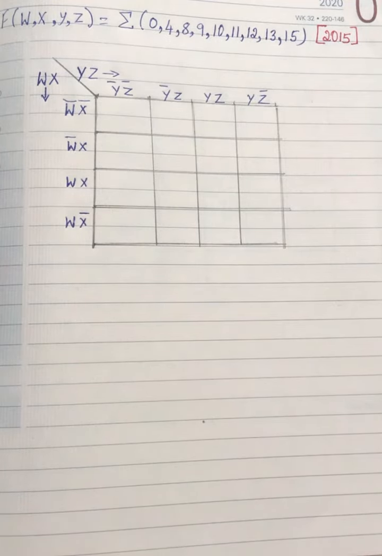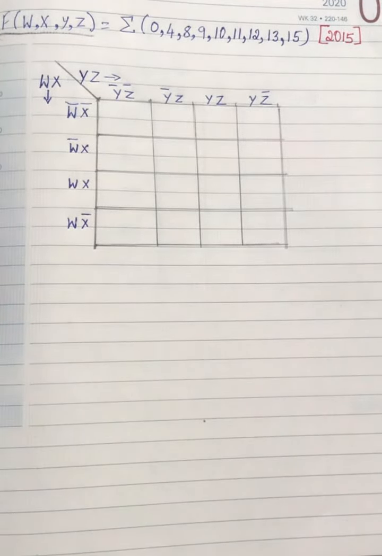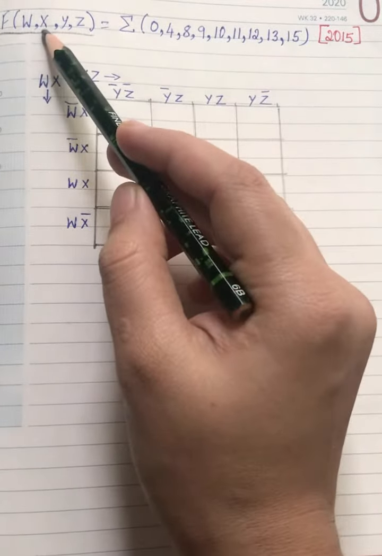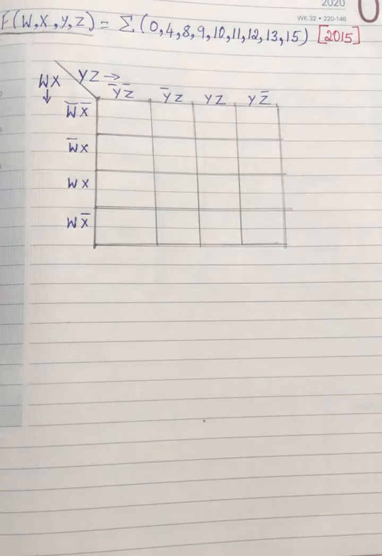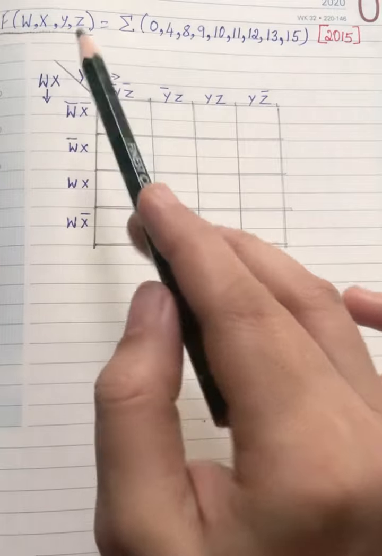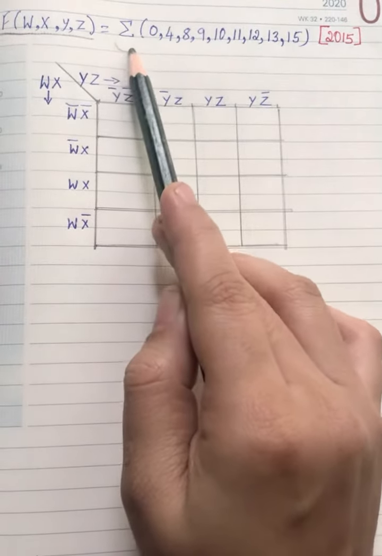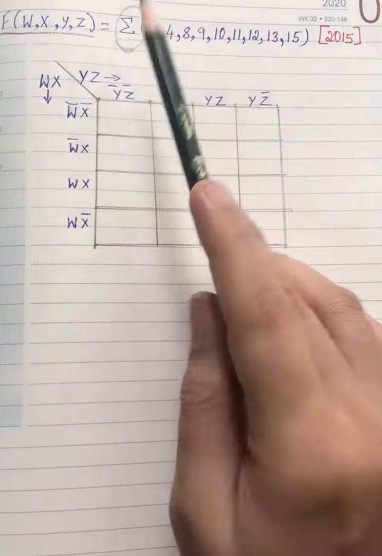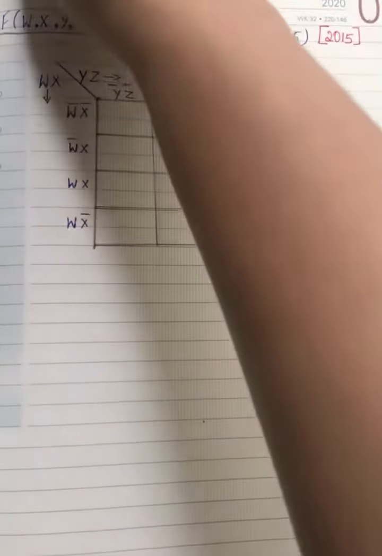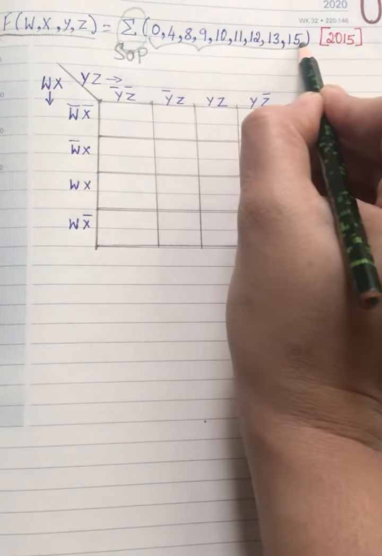So in K-map, first you need to remember this particular f of w, x, y, z. So here you are going to use w, x, y, z in this horizontal as well as vertical. So if they have given a, b, c, d, you are going to use a, b, c, d over here. Clear? Next, sigma. So this is sum of product. This symbol tells it is SOP. SOP. So next, this is the problem.